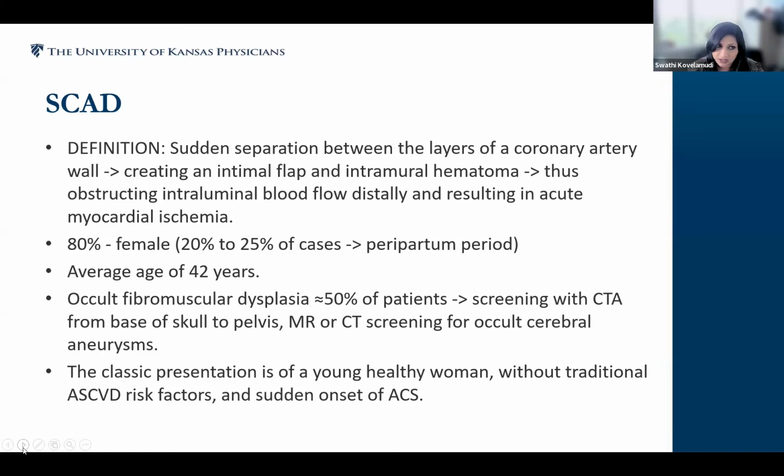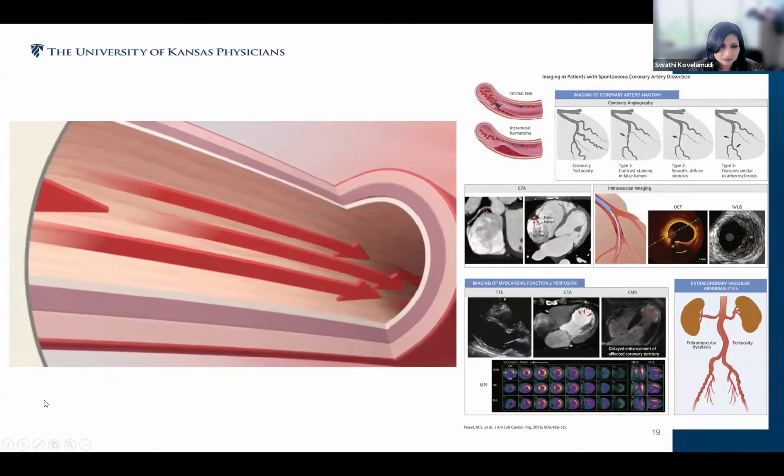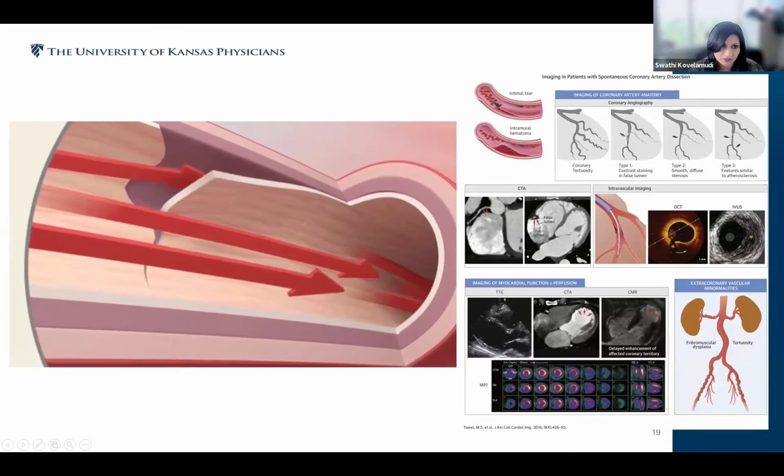The unfortunate part of SCAD is it presents in a young, healthy woman without any risk factors. So women are in their 30s or 40s, they've never smoked, they've never been diagnosed with hypertension, diabetes, or hyperlipidemia, and they present with an MI. And this is a brief video explanation of what happens.